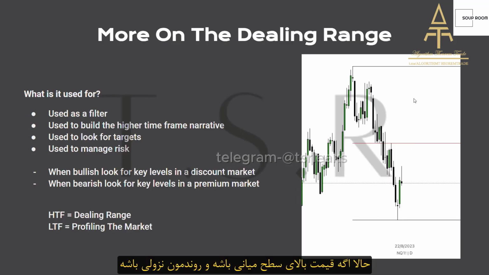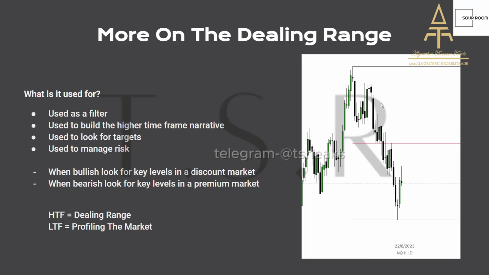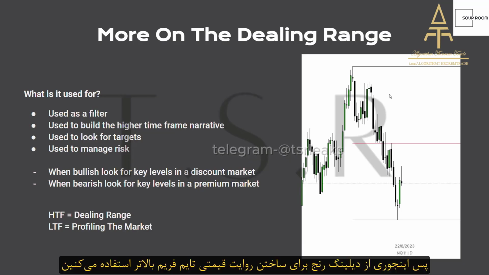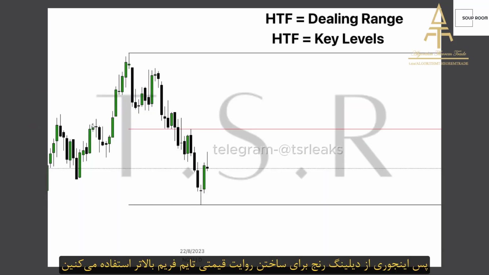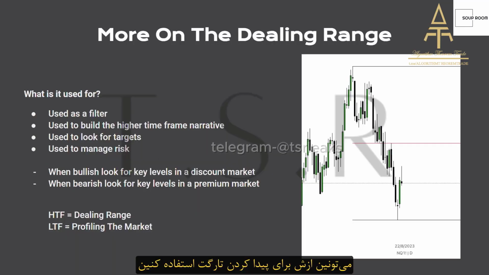Now, if price was above the midpoint and you are bearish, and you have a bearish key level above in a premium, this tells you from a higher time frame perspective that the market will likely turn around at that instant, at that moment. All right, so that's how you use the dealing range to build a higher time frame narrative. You can use it to look for targets.